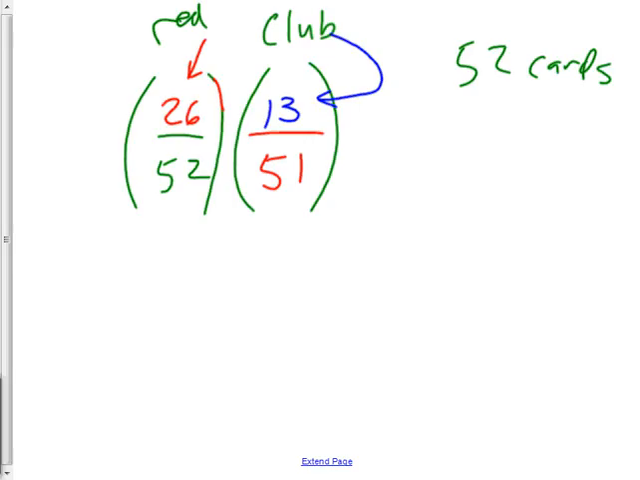Yes? So I did that, but it gave me a different answer. Oh, interesting. Okay. So the key might have a mistake on this one. Which problem number is it? 39. Problem number 39. I will ask about that. What did you get when you multiplied 26 times 13 and divided by 52 times 51? 0.127. Can anybody verify that they got 0.127? Okay, good. All right. I believe that is the correct answer.